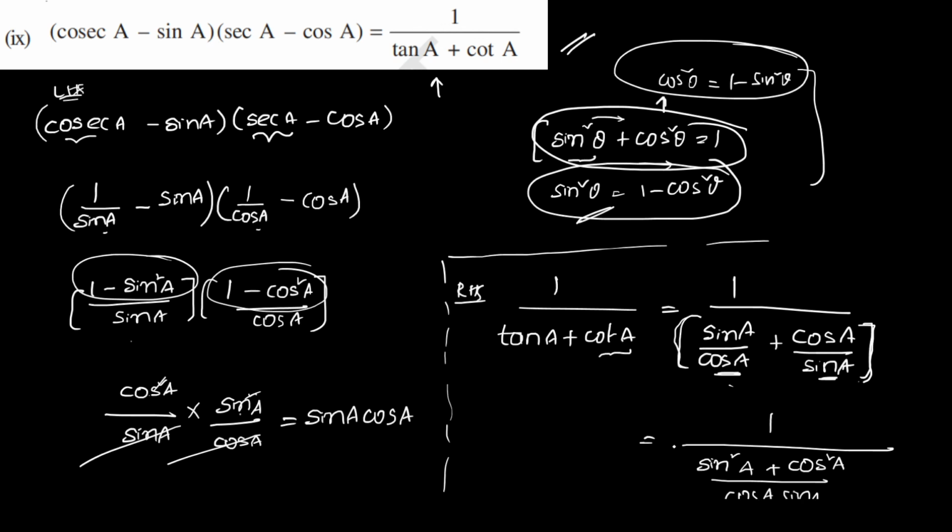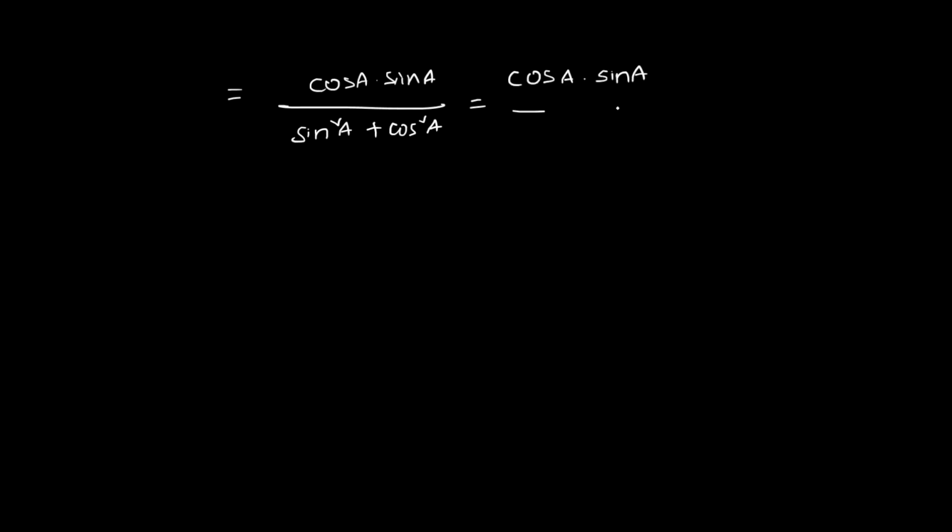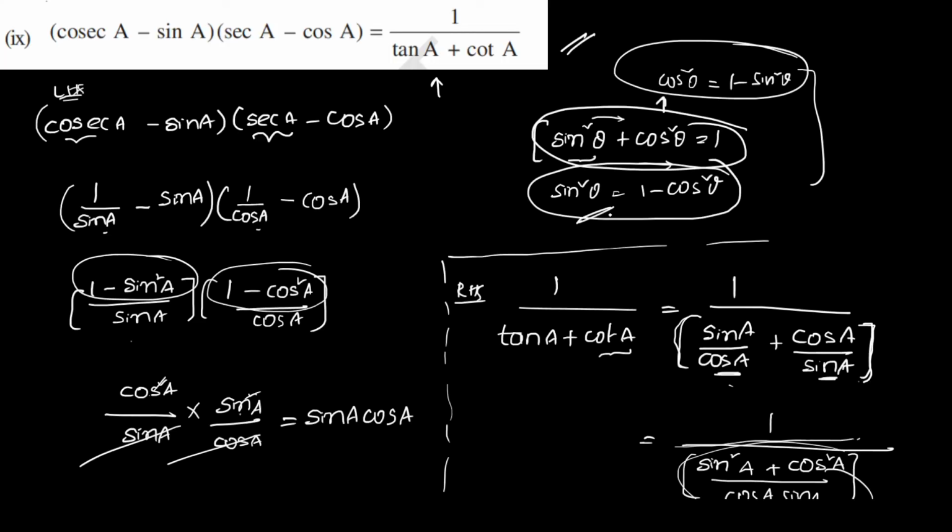When there is a fraction in the denominator, the whole fraction going up becomes its reciprocal. So that will become cos a into sin a by sin square a plus cos square a. The value of sin square a plus cos square a is 1. So the answer is cos a into sin a. So that's how we prove this question. Thank you.